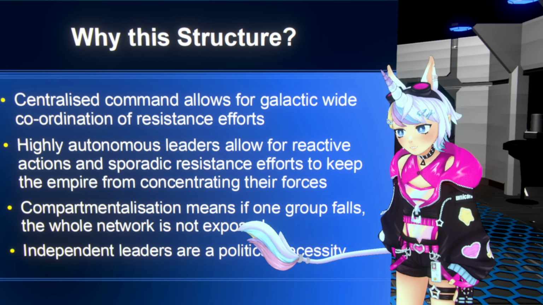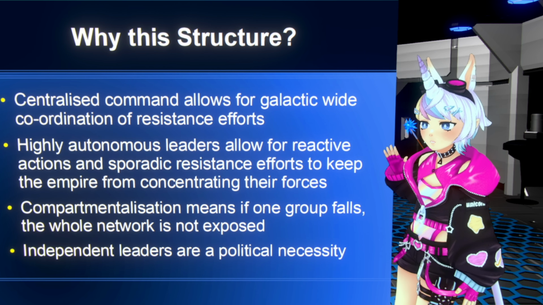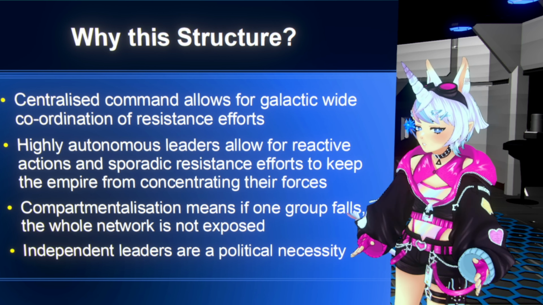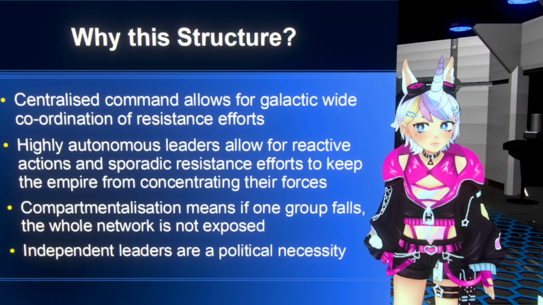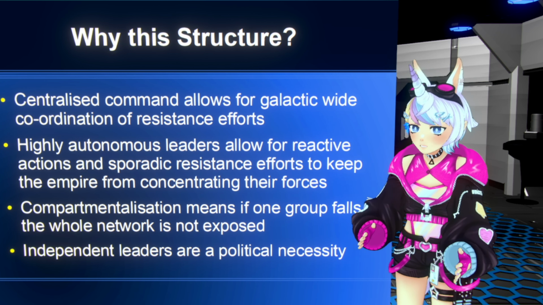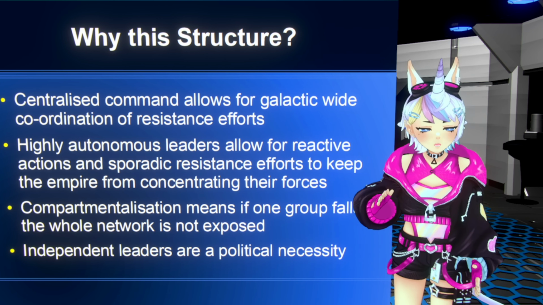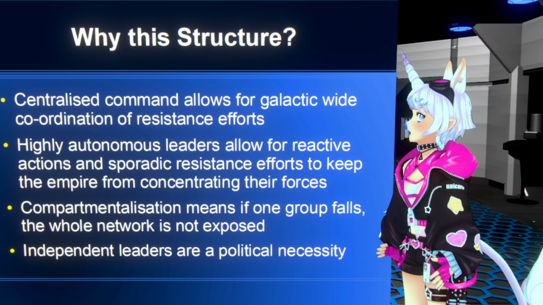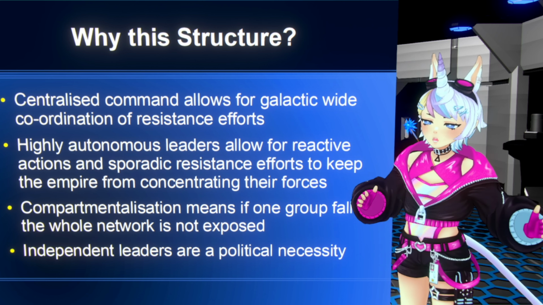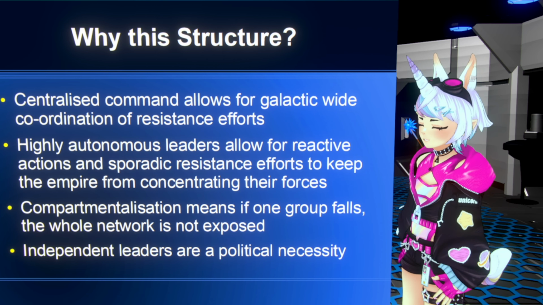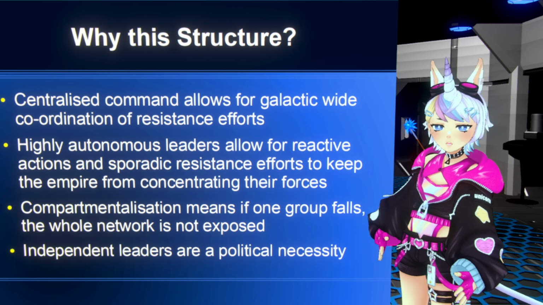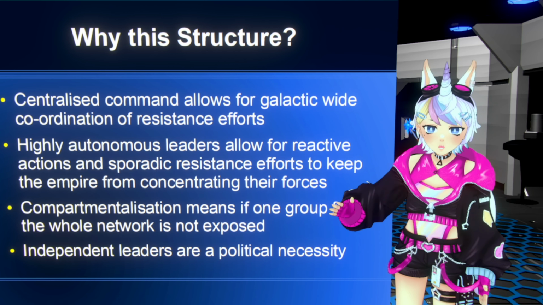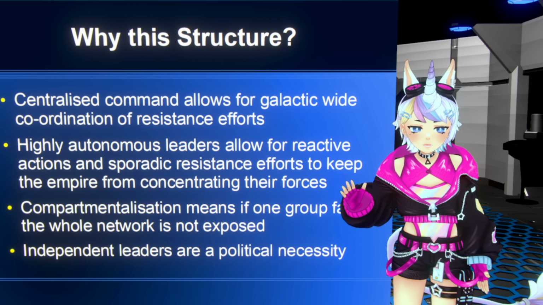First of all, a centralized command allows them to have galactic-wide coordination and coordinate all of their resistance efforts. It allows them to work together to achieve their stated goal of restoring the Old Republic. However, each of these leaders are going to have different ways and different thoughts about how you actually go about achieving that. So, in order to corral all of these people together, they have to allow these leaders to have a high degree of autonomy.